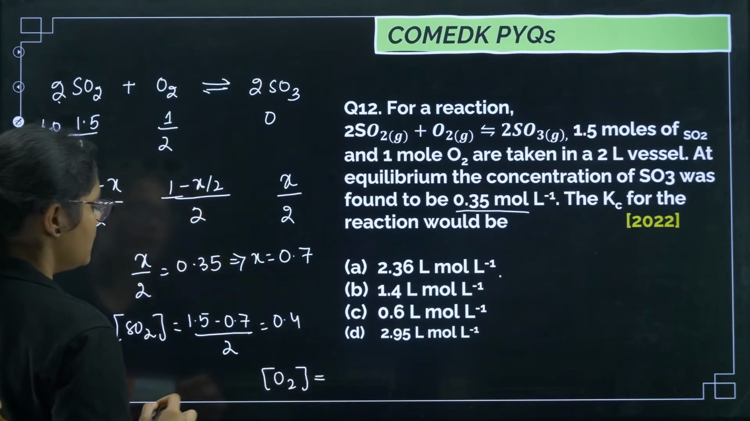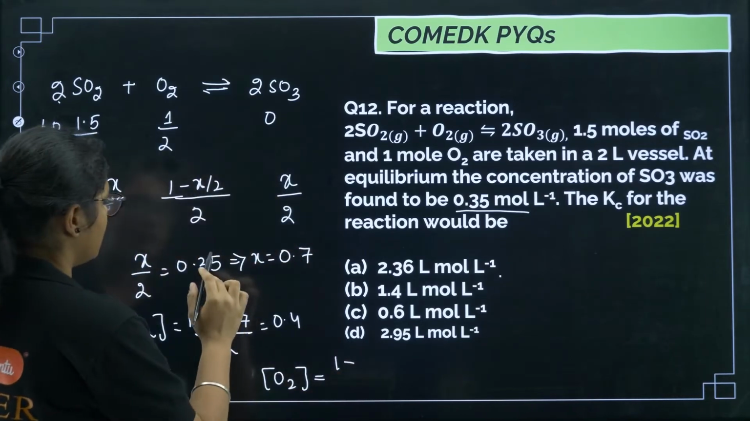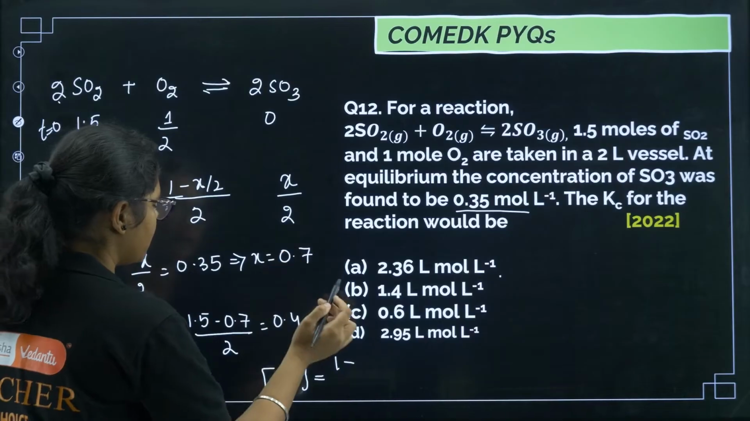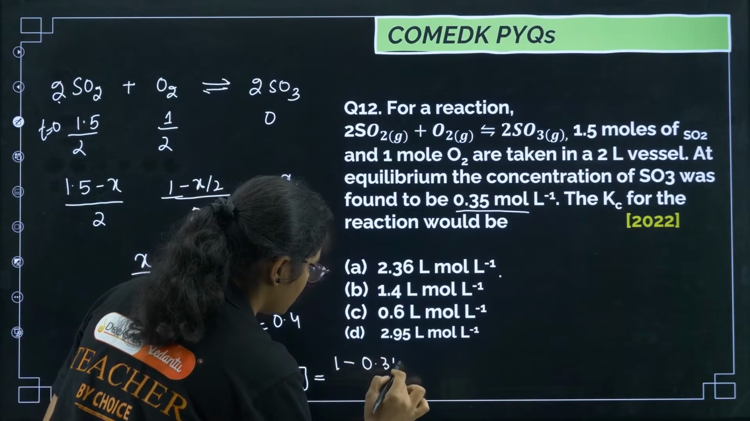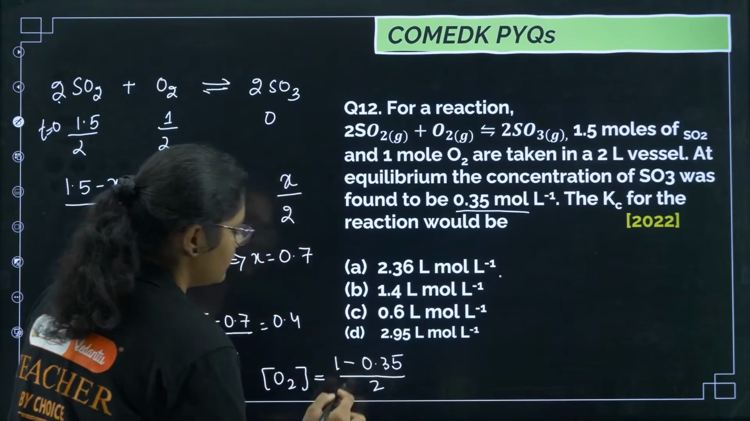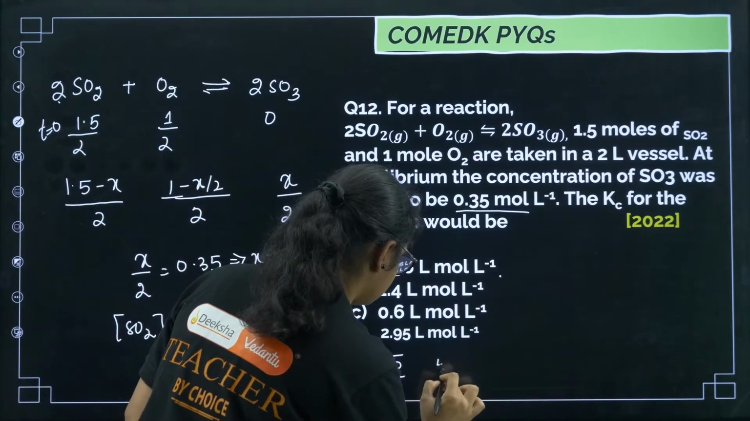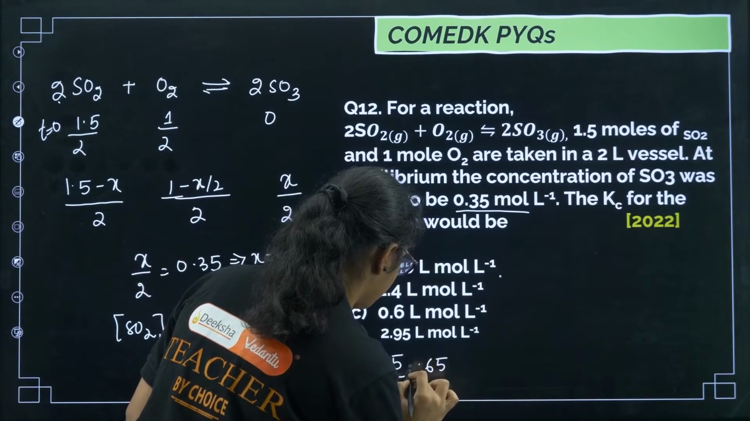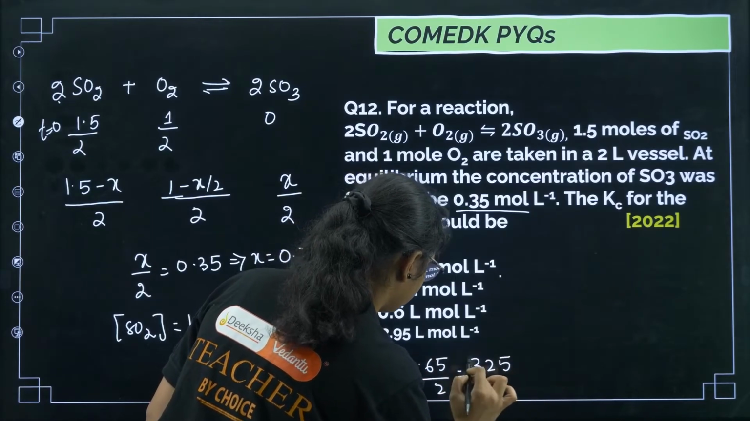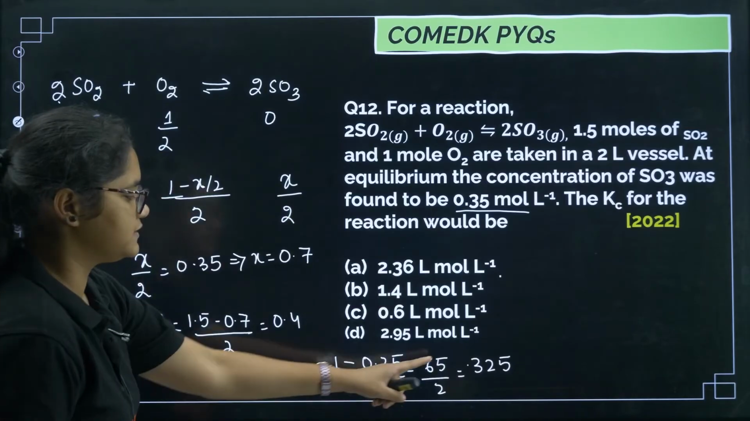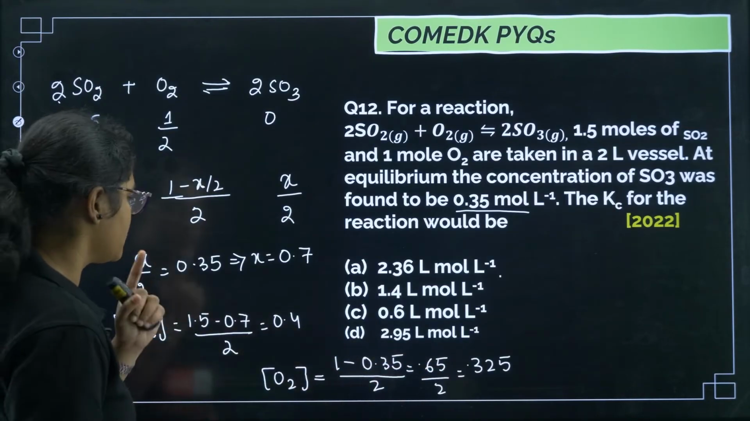O2 value will be 1 minus 0.7 by 2. 0.7 by 2 is 0.35, right? Divided by again 2. So that is 10 minus 5, 5, 9 minus 3, so 0.65 by 2. So it will be 0.325, right? That is, O2 concentration is 0.325.